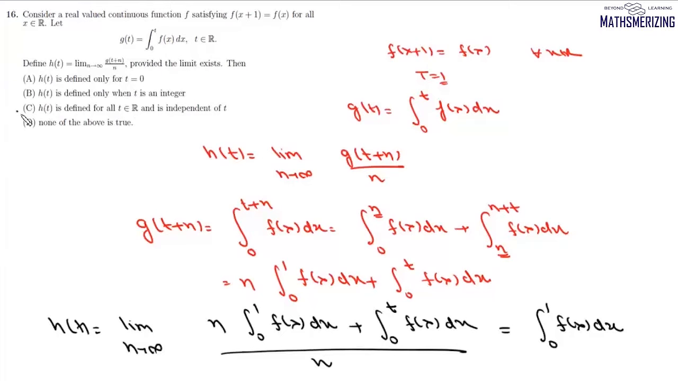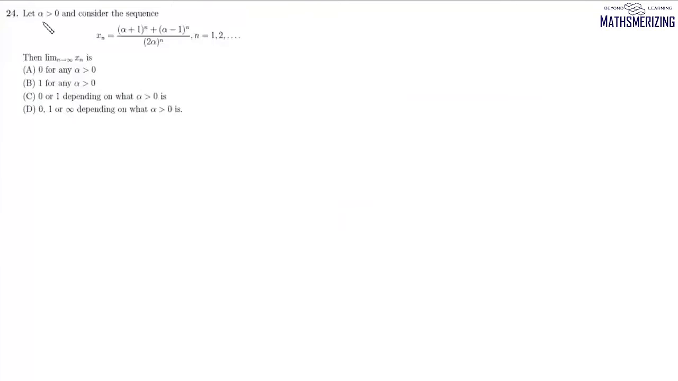Question number 24 is, let alpha greater than 0 and consider the sequence xn equals alpha plus 1 to the power n plus alpha minus 1 to the power n upon 2 alpha to the power n. Then limit n tends to infinite xn is. So we have to find this limit, n tends to infinite, where xn is alpha plus 1 to the power n plus alpha minus 1 to the power n upon 2 alpha to the power n.